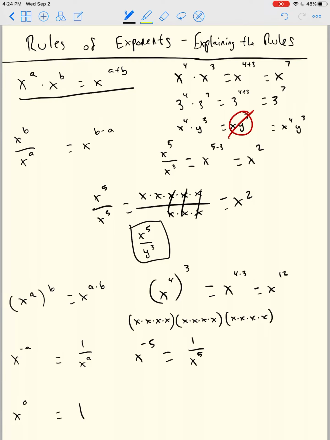And then finally, we have the zero exponent, where any value to a 0 power is going to equal 1. So if I have 5 to the 0, it equals 1. If I have x to the 0, it equals 1. If I have y to the 0, it equals 1. If I have 184 to the 0, it's going to equal 1.